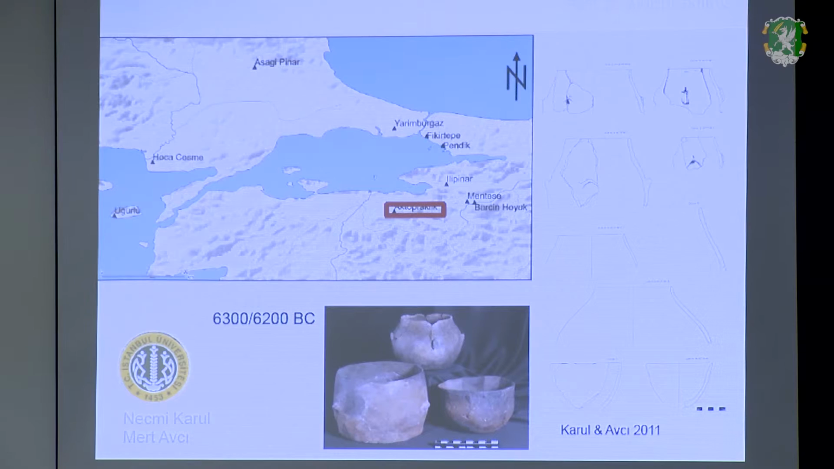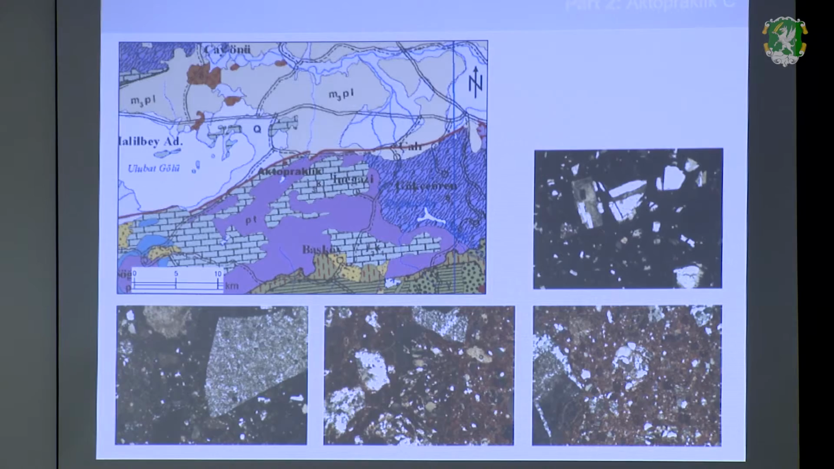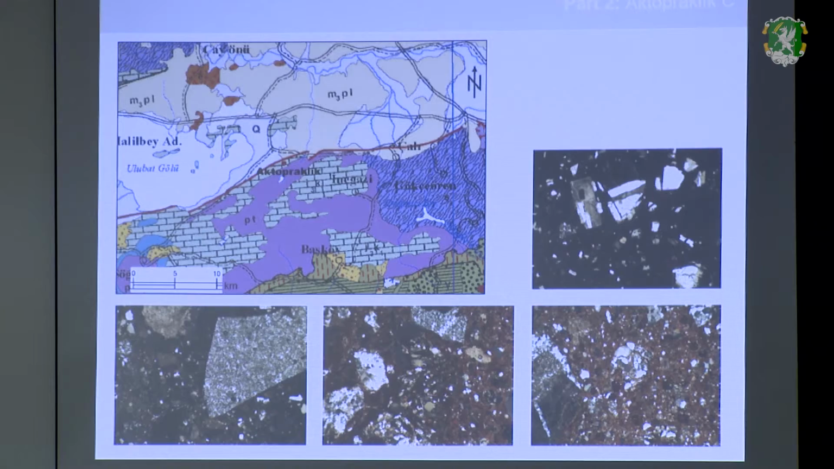Aktopraklık, excavated by Necmi Karul, indeed. Very interesting site. In terms of ceramic petrography, it's very heterogeneous. We find different types of temper at this site. We find volcanic rocks, metamorphic rocks, sedimentary rocks, and organic material, all available around the site.